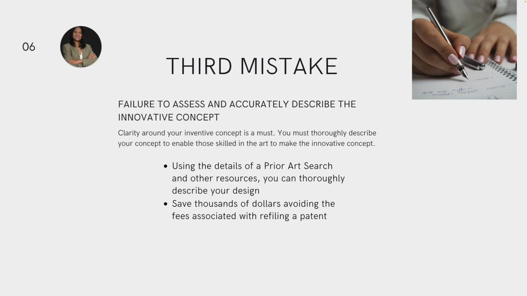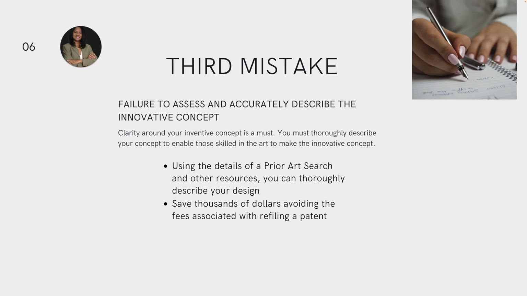Some people try to keep their innovative concept secret at the same time while they're filing their patent. You should not do that. You must fully disclose your innovative concept and thoroughly describe it in the specification. There must be clarity around your innovative concept. This is a must.